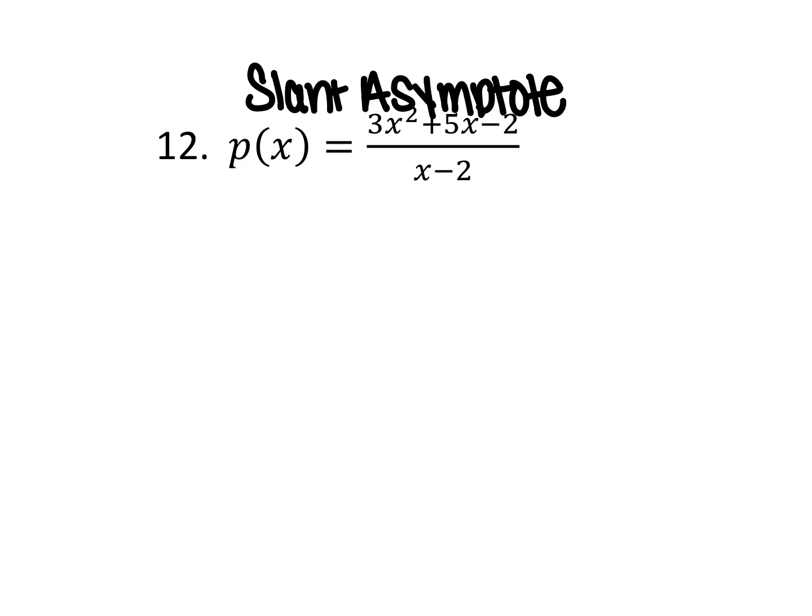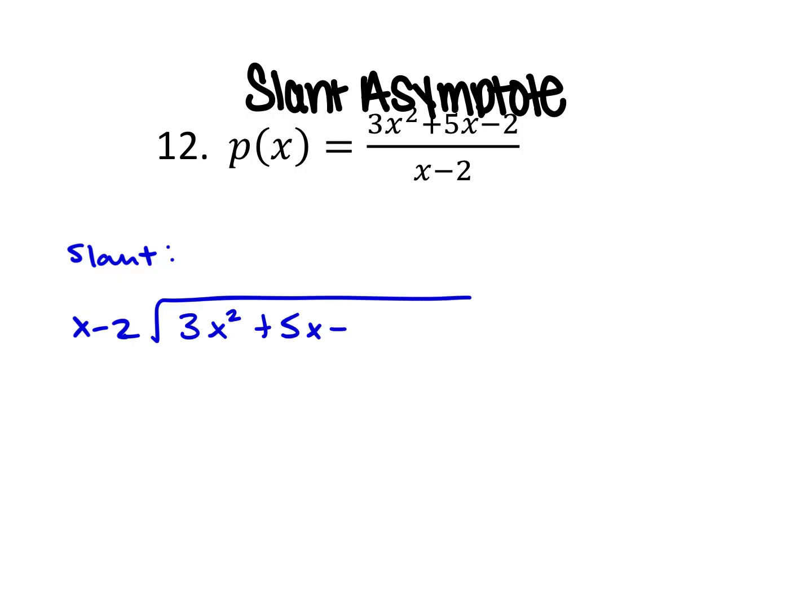How do we find the slant asymptote? Long division, perfect. So x minus 2 goes on the outside, and then 3x squared plus 5x minus 2 goes on the inside. So when we divide, what's 3x squared divided by x? 3x. Then we multiply: 3x squared minus 6x. What do we do next? Change the signs and combine.